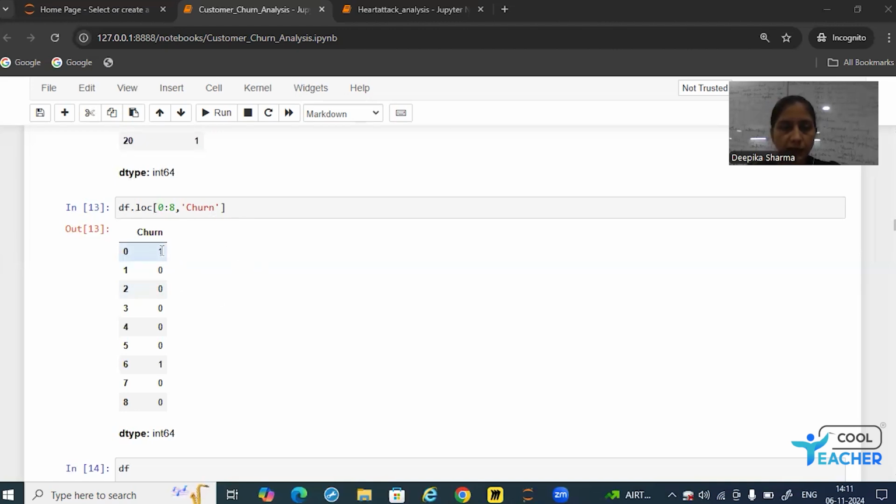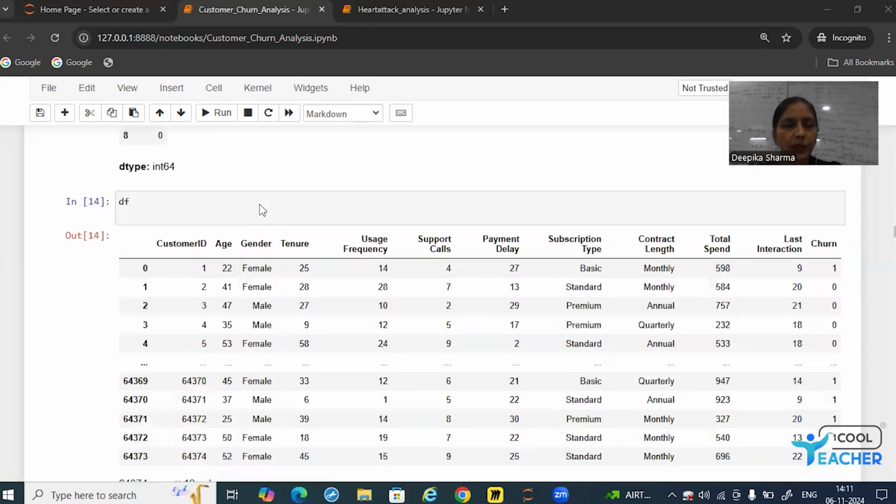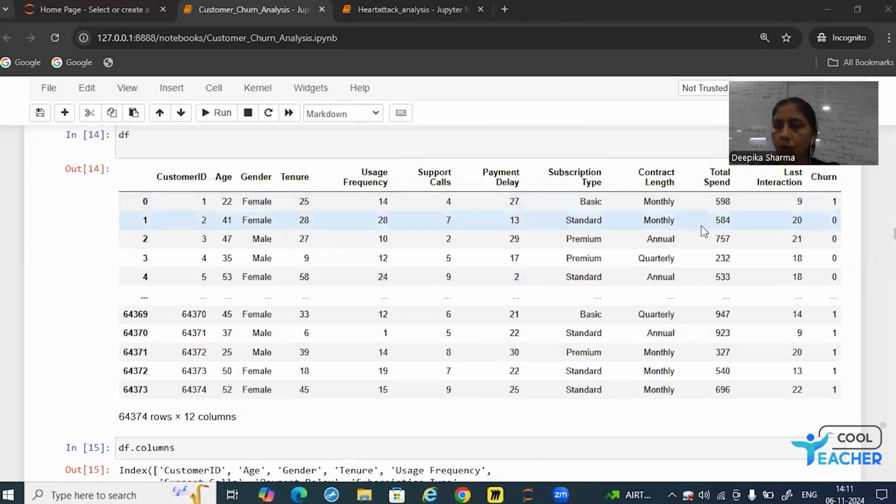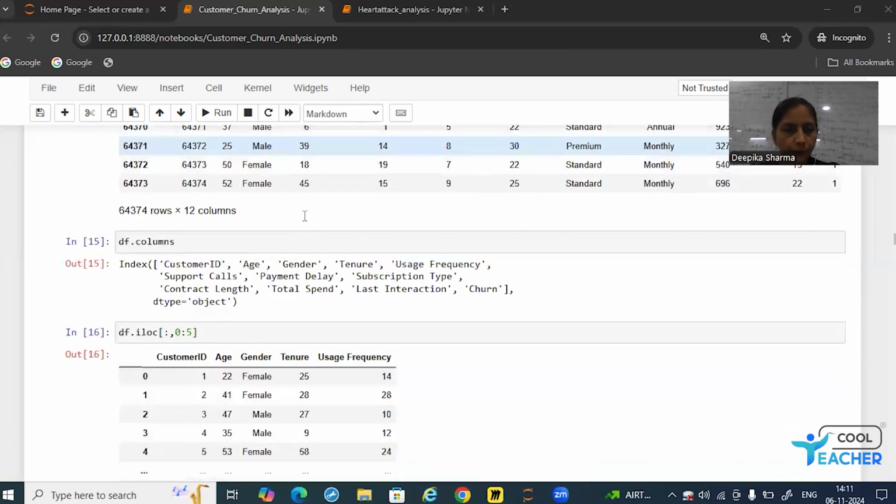Some of the values are showing as 1 and some as 0. A value of 1 means the customer has left our services. 0 means the customer is retaining the services; they are still taking the services. This is the entire data frame. You can check it out; the entire columns as well as the rows are present here.